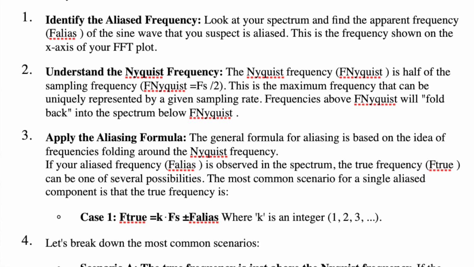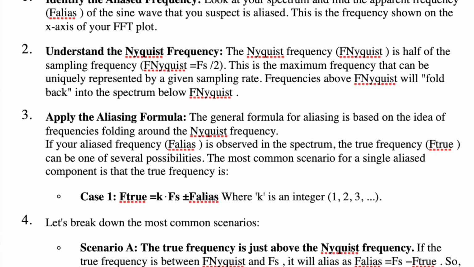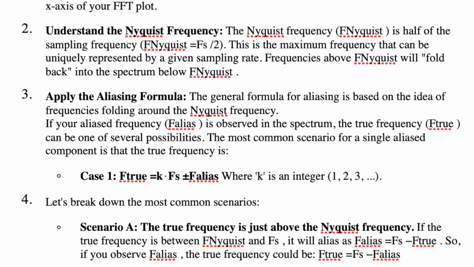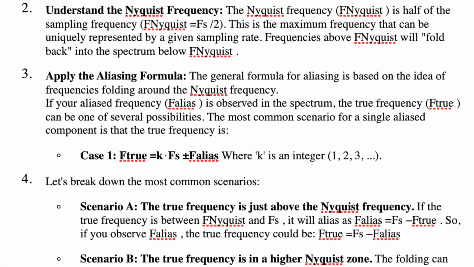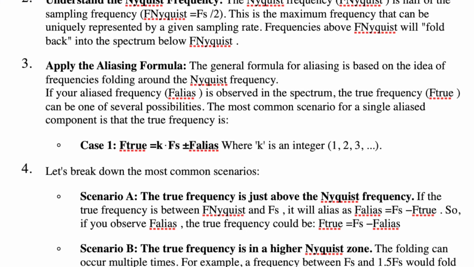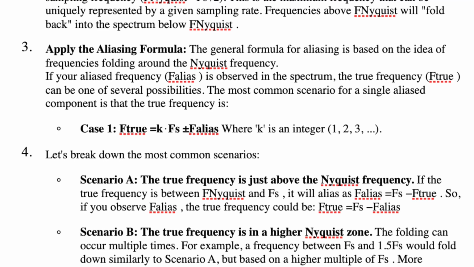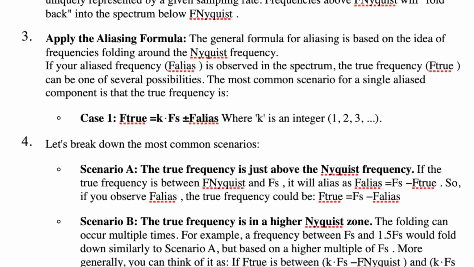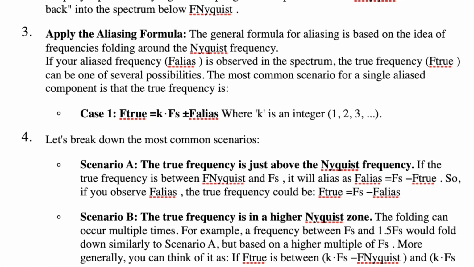Understand the Nyquist frequency. The Nyquist frequency, f Nyquist, is half the sampling frequency. F Nyquist equals f sub s over 2. That's true. This is the maximum frequency that can be uniquely represented by the sampling rate. Frequencies above f Nyquist will fold back into the spectrum below f Nyquist. Apply the aliasing formula. The general formula for aliasing is based on the idea that frequencies fold around the Nyquist frequency. If your alias frequency, f alias, is observed in the spectrum, the true frequency, f true, could be one of several possibilities.